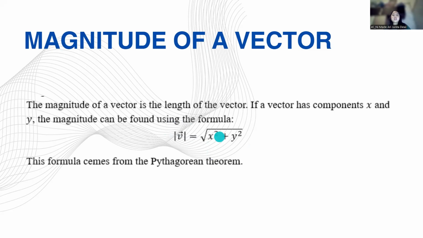That is it. And this formula comes from the Pythagorean theorem. Why does it come from the Pythagorean theorem? Because when a vector has horizontal and vertical components, it forms a right triangle. The horizontal component is one side of the triangle, the vertical component is another side of the triangle, and the vector itself becomes the hypotenuse. So, to find the length of the vector, we use the Pythagorean theorem.